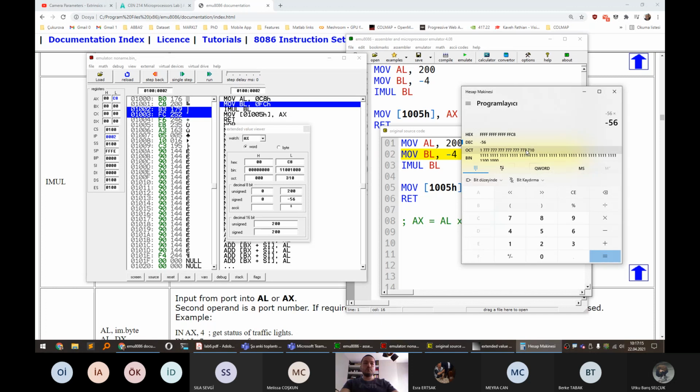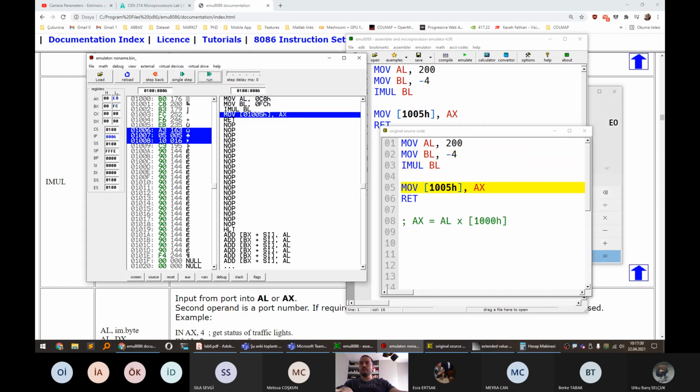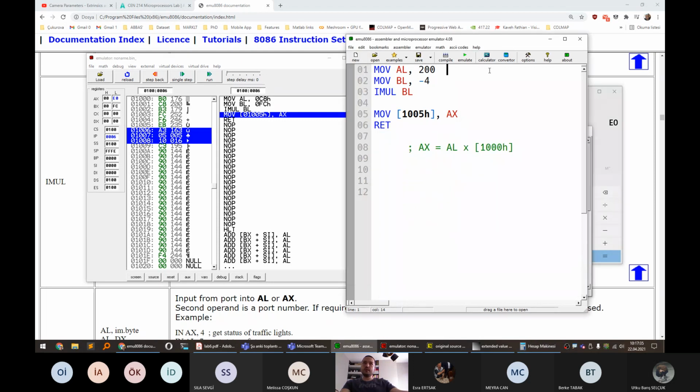times -4. 56 times 4 is E4. The result, remember, is E4 E0, because it multiplies -56 with -4. Why does it take 200 and convert it into -56?